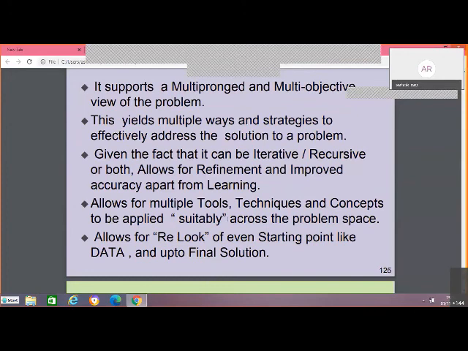If resampling was allowed like what we did, excellent. Now you have a very good answer and you are fair, okay? Then it allows for a relook at even the starting point like data, up to the final solution. So even at the final solution, you can do modifications without disturbing the information. Don't change the information content. If you change the information content, the problem is wrong. Keeping the same information content, all kinds of remodeling, re-strategizing, modifying, transforming, everything is allowed.